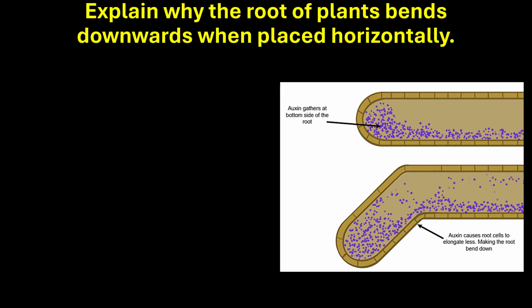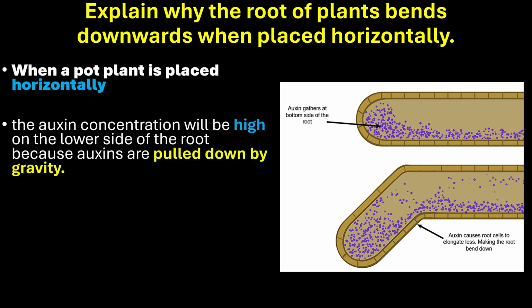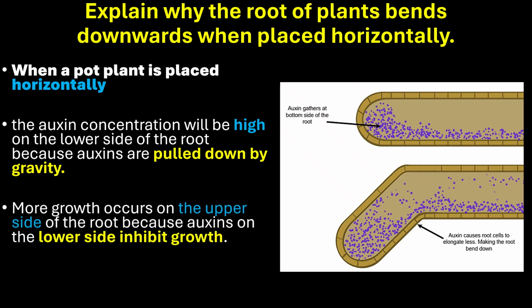So explain why the root of plants bends downwards, towards the ground, when placed horizontally. The answer is, because when you place it horizontally, the auxin concentration will be high on the lower side of the root because auxin is pulled down by gravity. So the auxins go down because of gravity. The second answer is because more growth occurs on the upper side of the root, because auxins on the lower side inhibit growth.